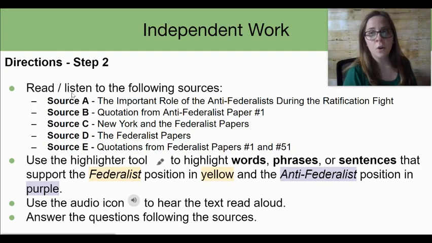Hi friends, today we're going to go over your independent work for step 2. So let's go over the directions first, and then we're going to go into it with a little review and then going over the work.